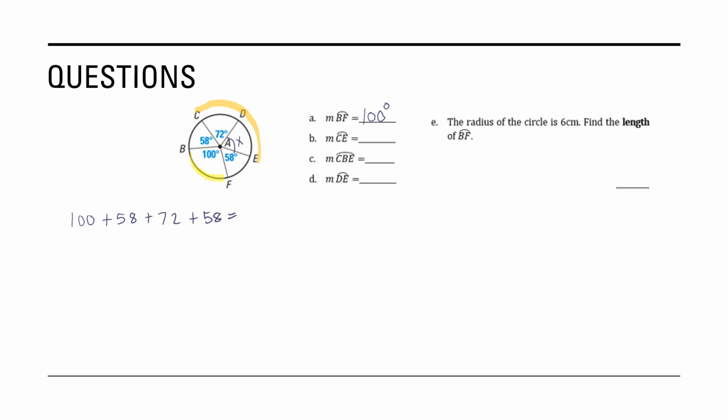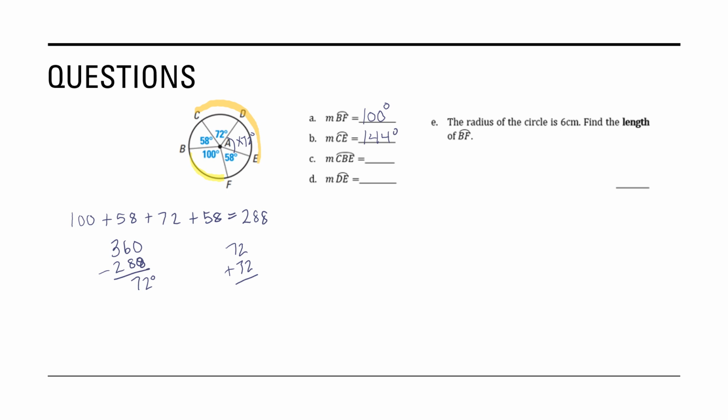And when I add that together, I get 288. And I'm going to do 360 minus 288 to figure out what that is. And I got 72. So CE, this is 72 right here. CE is going to be 72 plus 72 to make up that arc. So it'd be 144.